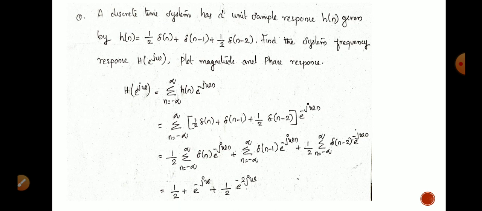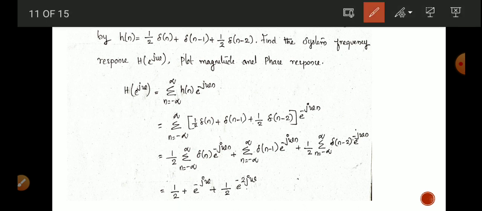Here in the first term, del of n is the impulse signal, which is present only at the 0th sample. So del of n at 0 has the value of 1, and this answer becomes 1, so 1 by 2 into 1. And here, for del of n minus 1, the impulse signal is only at the first position. And here the impulse signal is only at the second position.